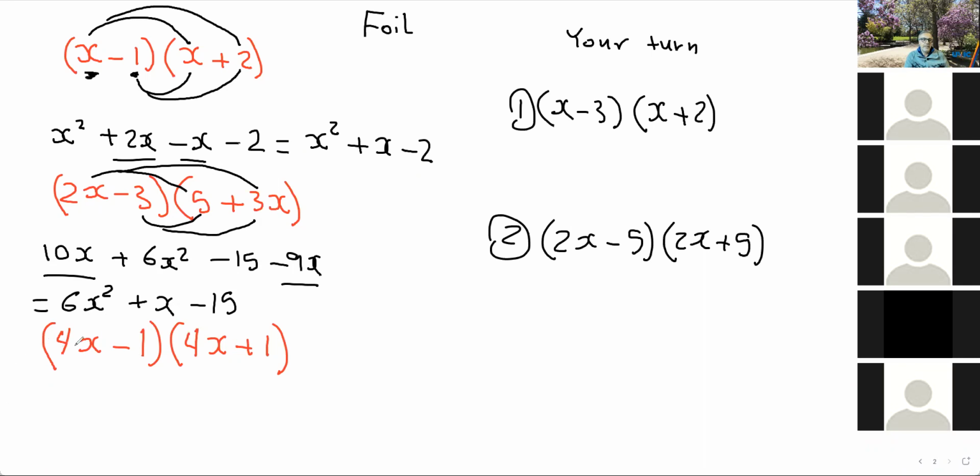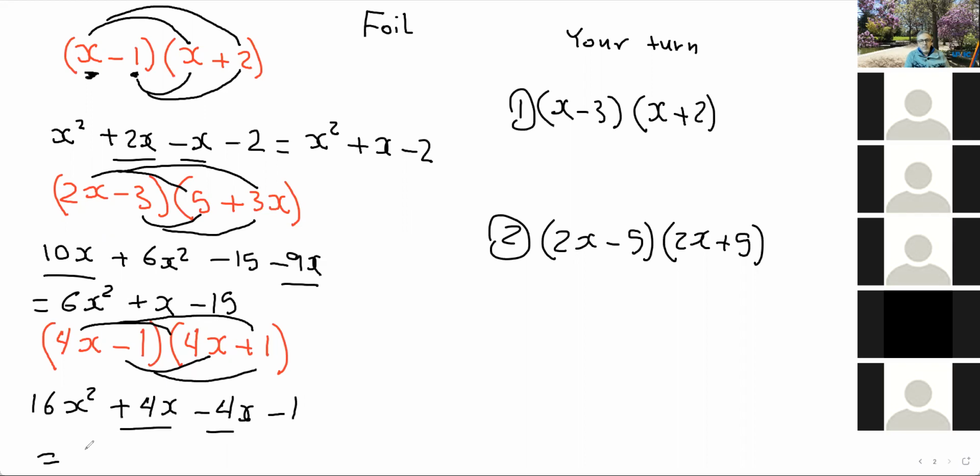Now the third one is the same thing. So you take the 4x, multiply it into here, and then multiply it into there. And then the negative 1, you do the same thing here and there. So 4x times 4x is 16x squared plus 4x minus 4x minus 1. Collect like terms. Because these have the same opposite signs, they're just going to cancel each other out. So I have 16x squared minus 1.